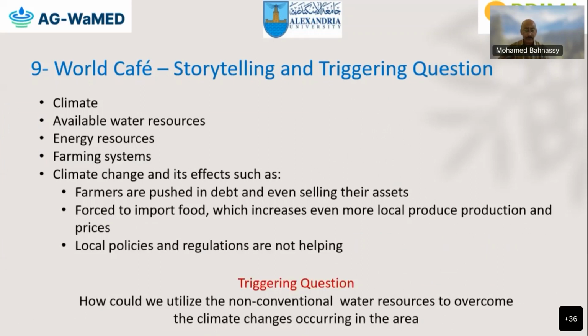We should develop storytelling and we should develop a triggering question that the World Cafe will be built on. For example, for the storytelling, we should talk about climate. We should talk about available water resources. We should talk about energy resources, farming systems, climate change and its effects, such as farmers are pushed in debt and even selling their assets because the climate has affected the people, the living lab adversely. There is no rainfall, people getting poor.